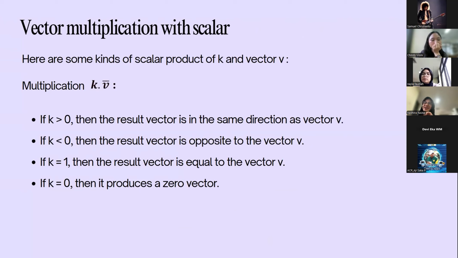Here are some kinds of scalar product of k and vector v, the multiplication k multiplied by vector v. If k is more than 0, then the result vector is in the same direction as vector v. If k is less than 0, then the result vector is opposite to the vector v. If k is equal to 1, then the result vector is equal to the vector v. If k equals 0, then it produces a zero vector.